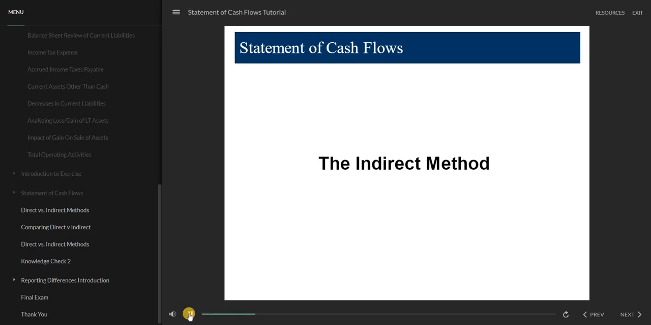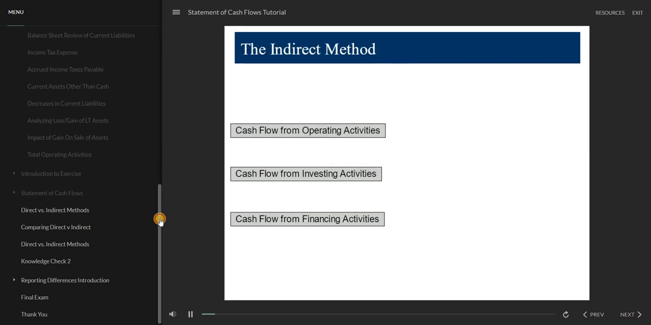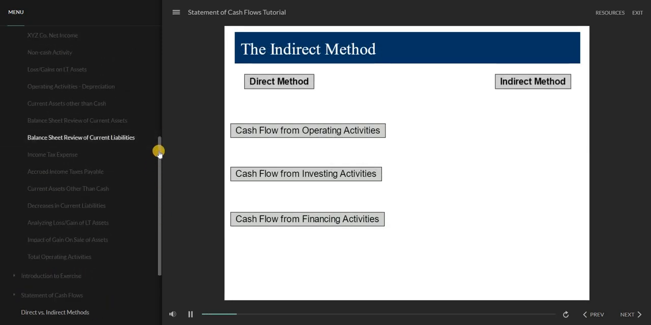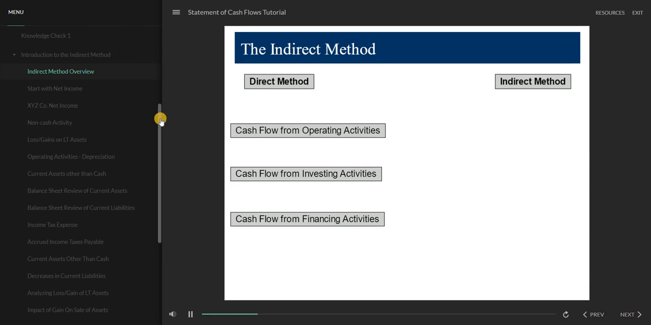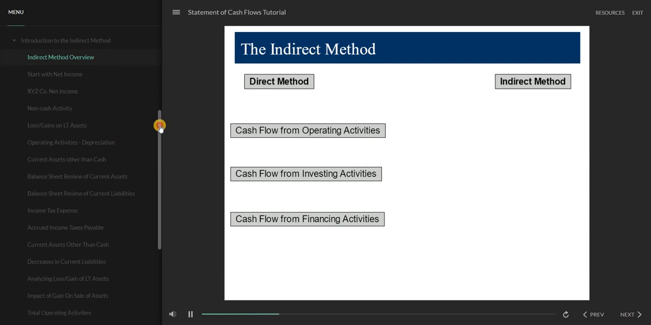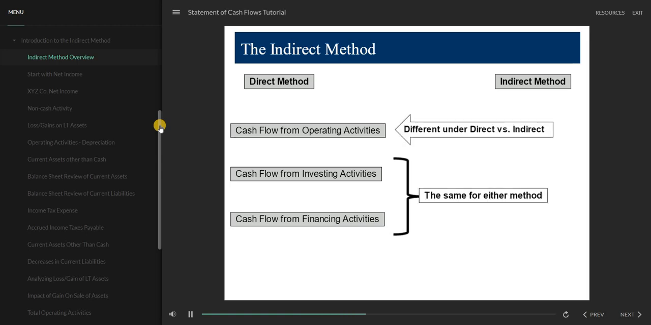In this next section, we'll explain how to prepare the cash flow from operating activities section of the statement of cash flows using the indirect method. As previously stated, the indirect method of preparation is by far the most commonly used in business today. It is perceived to be less complex and more structured than the direct method. Again, we remind you that only the cash flow from operating activities is different using the indirect method.